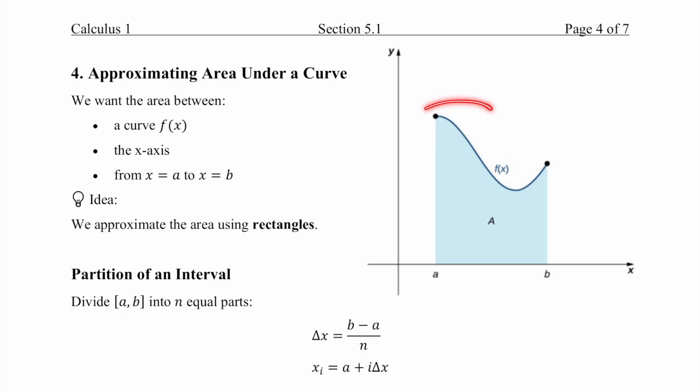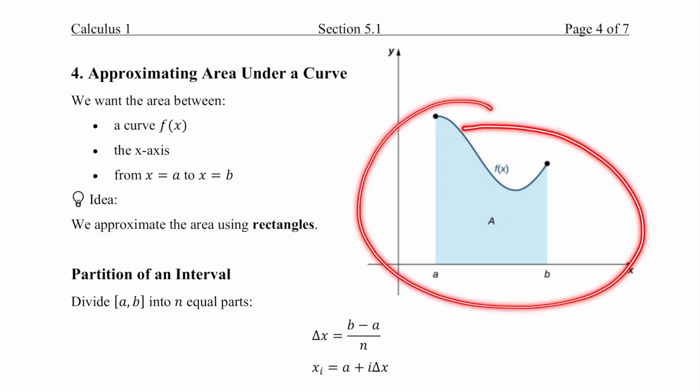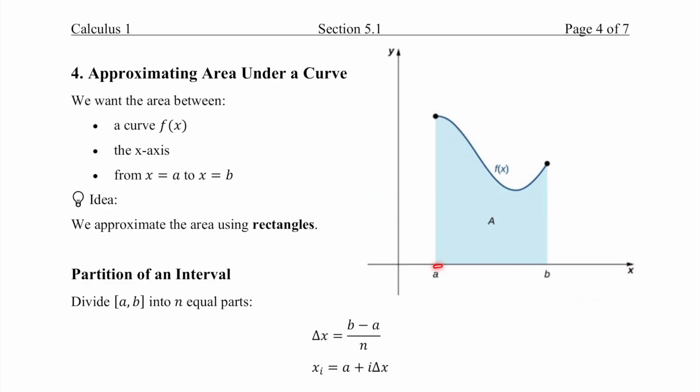Let's use the graph on the right to understand this. Here is our interval from a to b. Now I'm going to split it into 4 equal parts. Now we have 1, 2, 3, 4 smaller regions. Each of these is called a subinterval. So instead of one big region, we now have smaller pieces that are easier to work with.